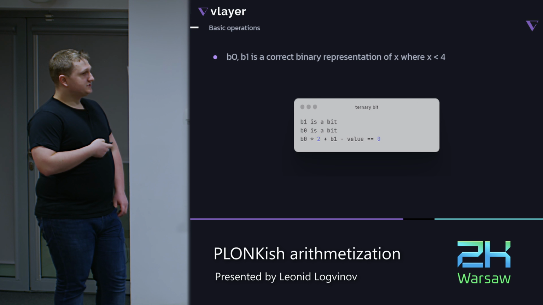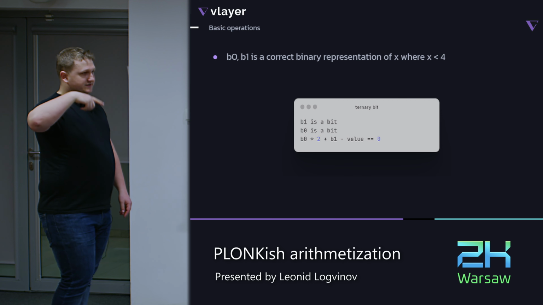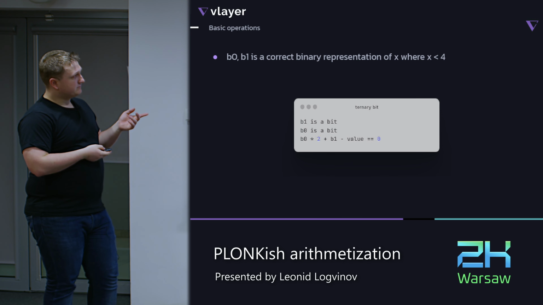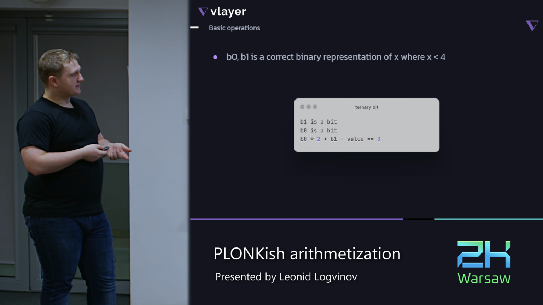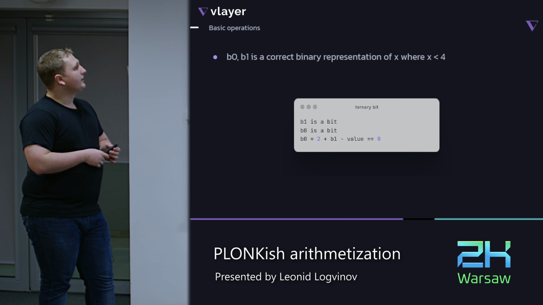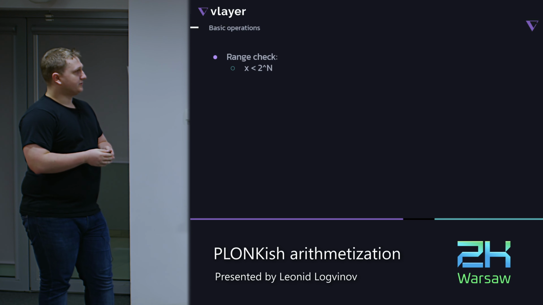So you can use this trick to do general range checks. So range checks for X. So you can do the check here. We check that X is less than 4, but you can check that X is less than 8, less than 16, and in general, any power of 2 with the same trick, but just like a longer bit string.